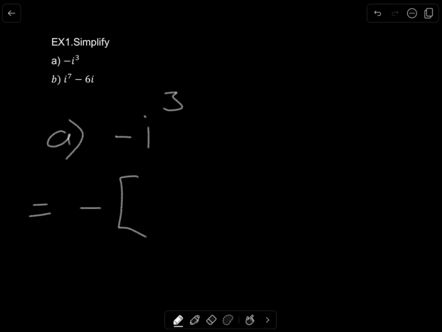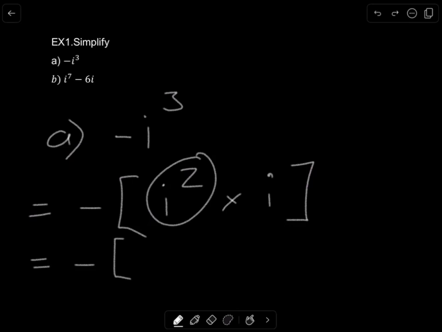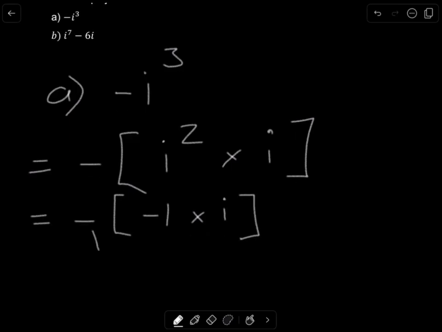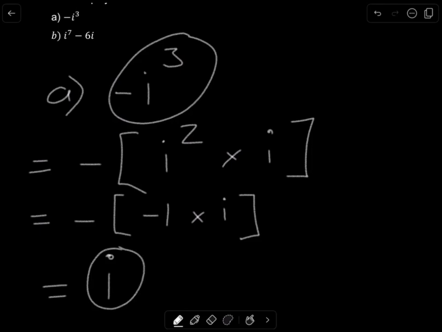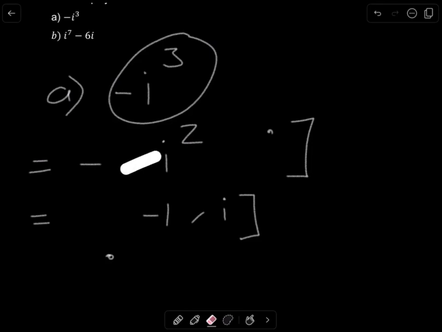Let's open a bracket because it can be a bit tricky if you're doing this for the first time. Now we have i cubed, and i cubed we can write as i squared multiplied by i. So this is minus into bracket. i squared we know is minus 1. That's its property of the imaginary unit. So it's going to be minus 1 multiplied by i. So it's minus times minus 1, that's going to be positive, and we just have i. So there's your answer. Minus i cubed is just equal to i. All right, let's do question b.